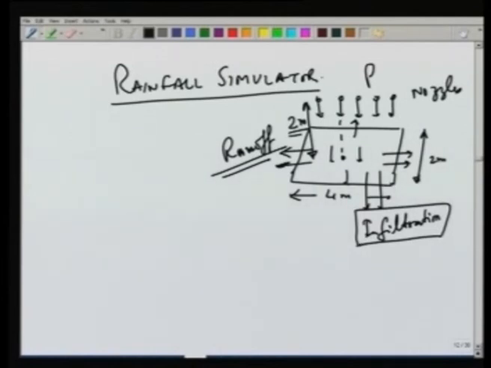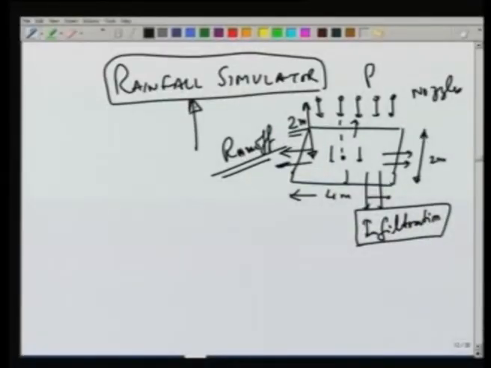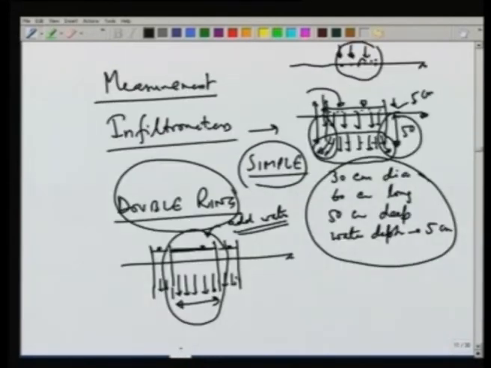So, this rainfall simulator takes care of the objections of the simple or double ring infiltrometer, that the raindrop impact is not simulated in the first case and the soil was disturbed. So, both those are avoided in the rainfall simulator. So, this is preferred over the infiltrometer, but of course, this is more expensive. So, depending on what is our aim, we can go for either this or we can go for double ring. Typically, double ring is preferred over single or simple ring.